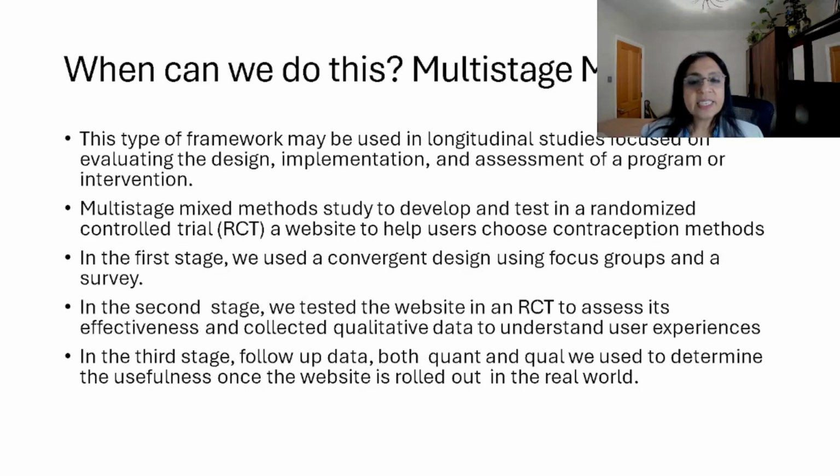In the first stage, we used a convergent design using focus groups and a survey to find out what types of contraception methods are used in the population, what type of website, the features and the content, and to get an idea about how to do the implementation part of it. In the second stage, we tested the website in a randomized controlled trial to assess its effectiveness and collected qualitative data to understand user experiences. And the third stage, because it was a long-term longitudinal study, was follow-up data.